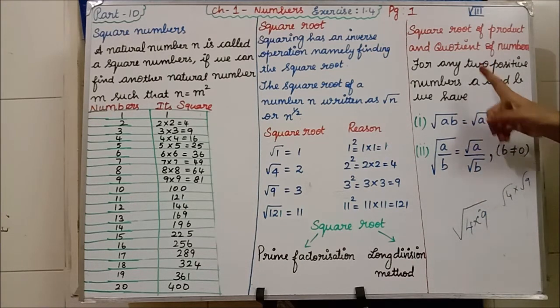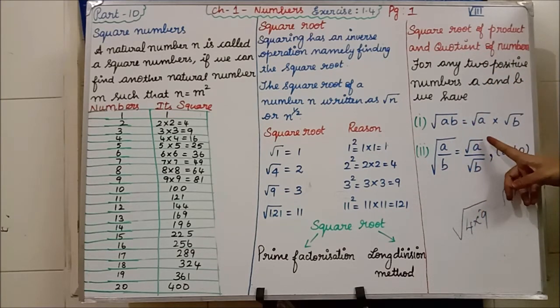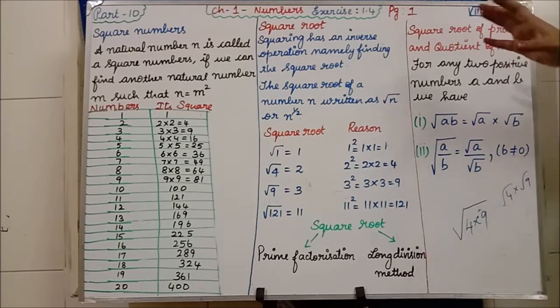Next, in divide quotient form, how can we write? Square root of a by b means square root of a separately divided by square root of b, where b is not equal to 0. Clear, students, all of you?